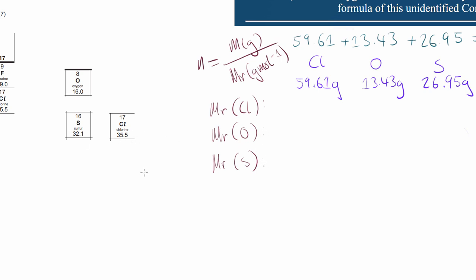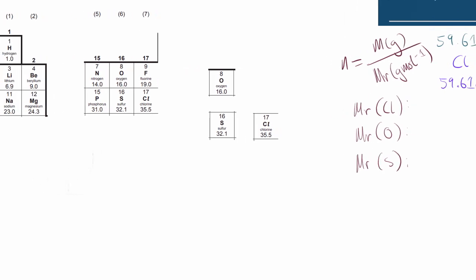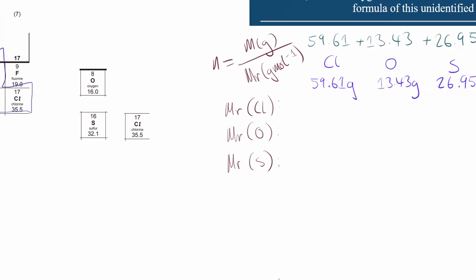If I move this slightly along, you can see a broader picture: chlorine, sulfur, oxygen. This question is quite convenient. We've got this L shape here, which is what we're working with, so I've expanded it over here. What are we working with? Chlorine 35.5, oxygen 16, sulfur 32.1.